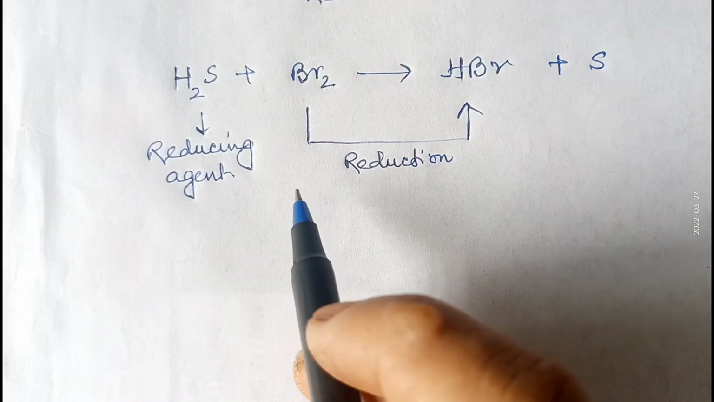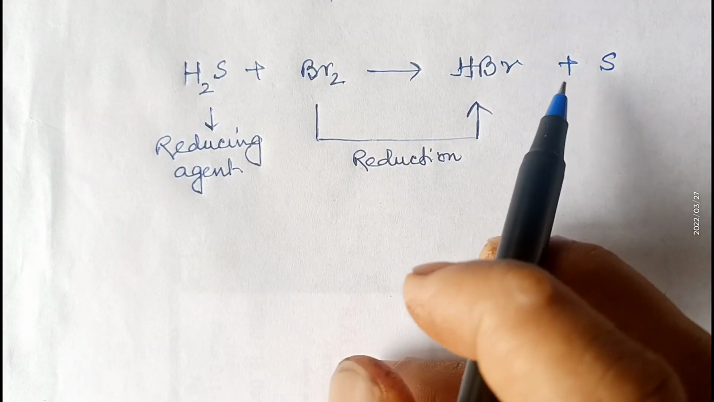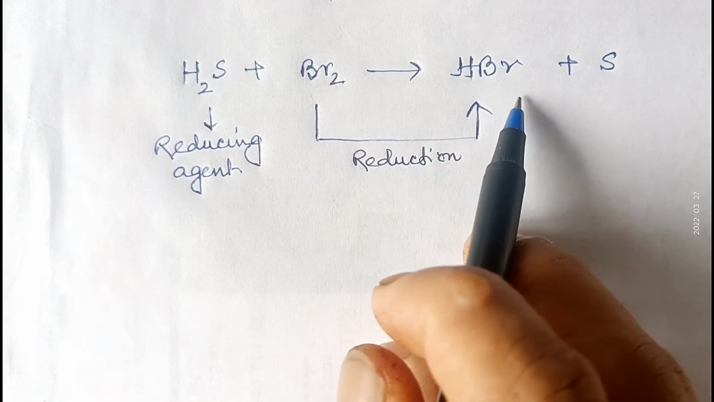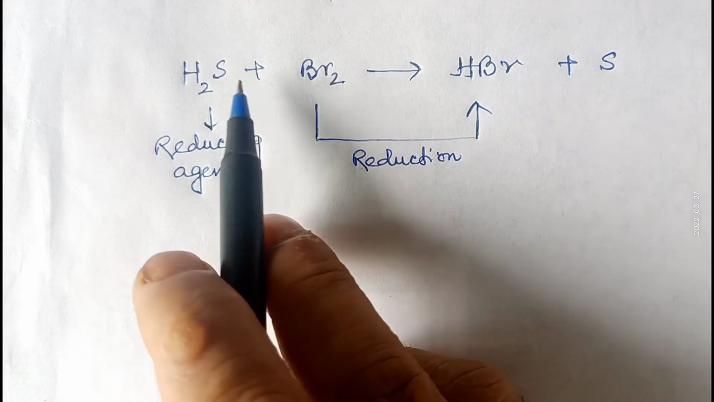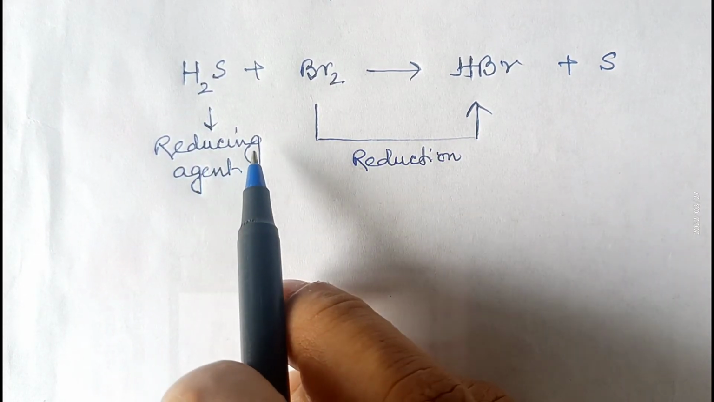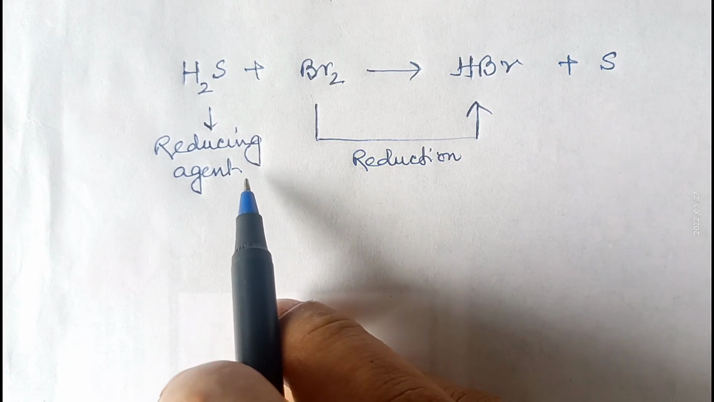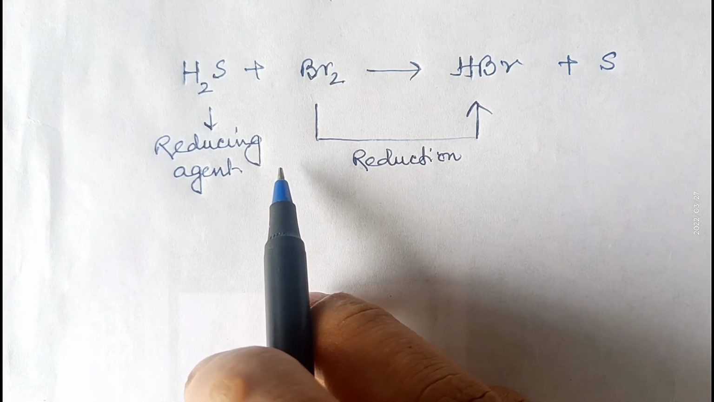In this reaction, hydrogen sulfide is oxidized to sulfur, already I told you, and here bromine is reduced to HBr. Since during the process hydrogen is added, so this is reduction, so hydrogen sulfide is the reducing agent. I think oxidation, reduction, oxidizing agent and reducing agent, these 4 terms are now clear. Now let me show you redox reaction.